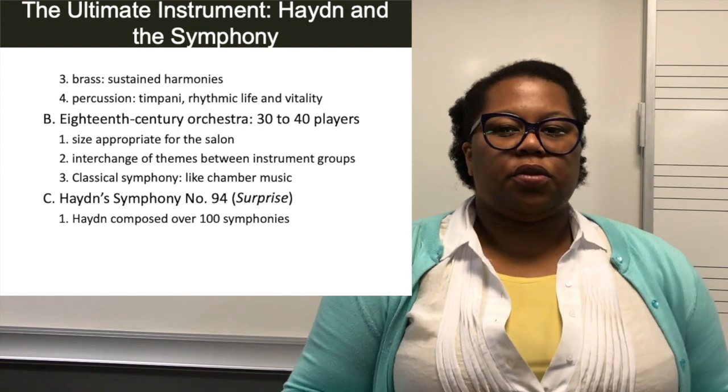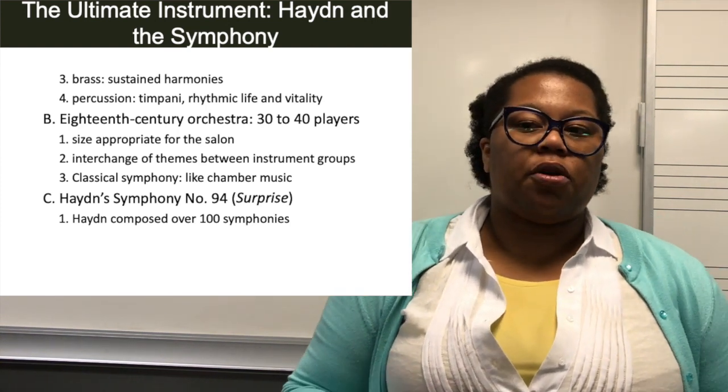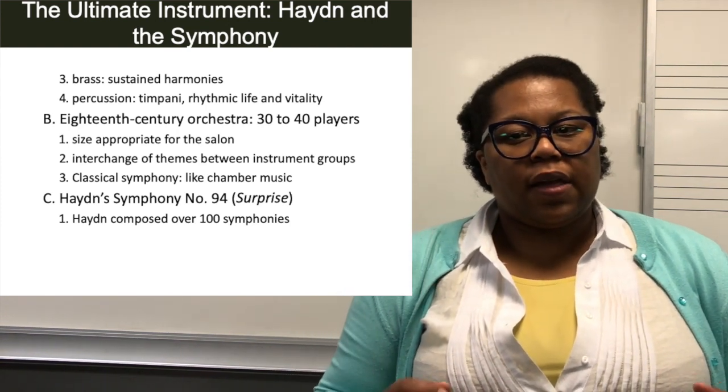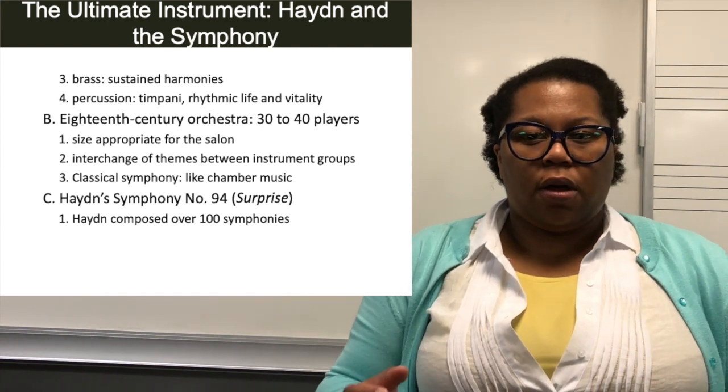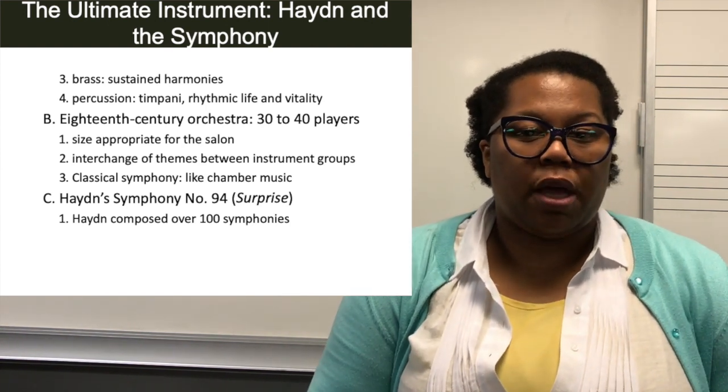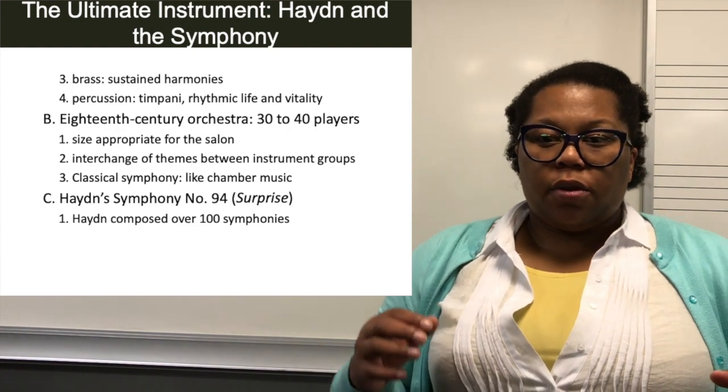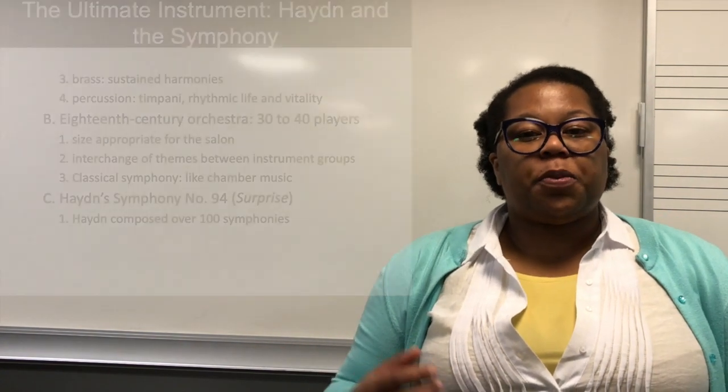Now, in the 18th century orchestra, we usually would have 30 to 40 players, and the size is appropriate for the salon, which is usually where these performances would be held. And there's usually an interchange of themes between the instrument groups. The classical symphony is kind of like chamber music, where we're having conversations, like the string quartet. Think of it as four friends who are having conversations, arguments, laughing, crying together. The same thing could be done with the orchestra with those different instrument families.